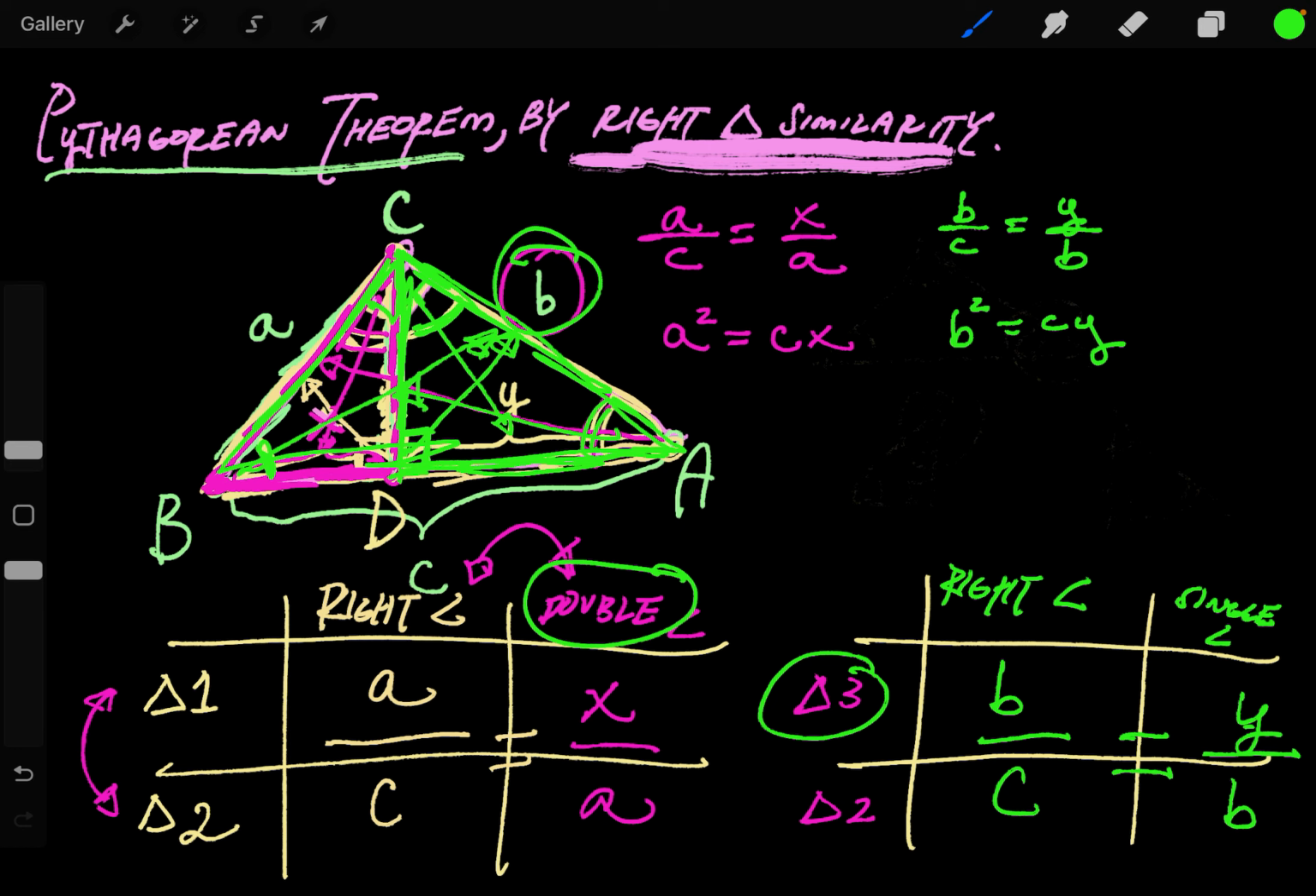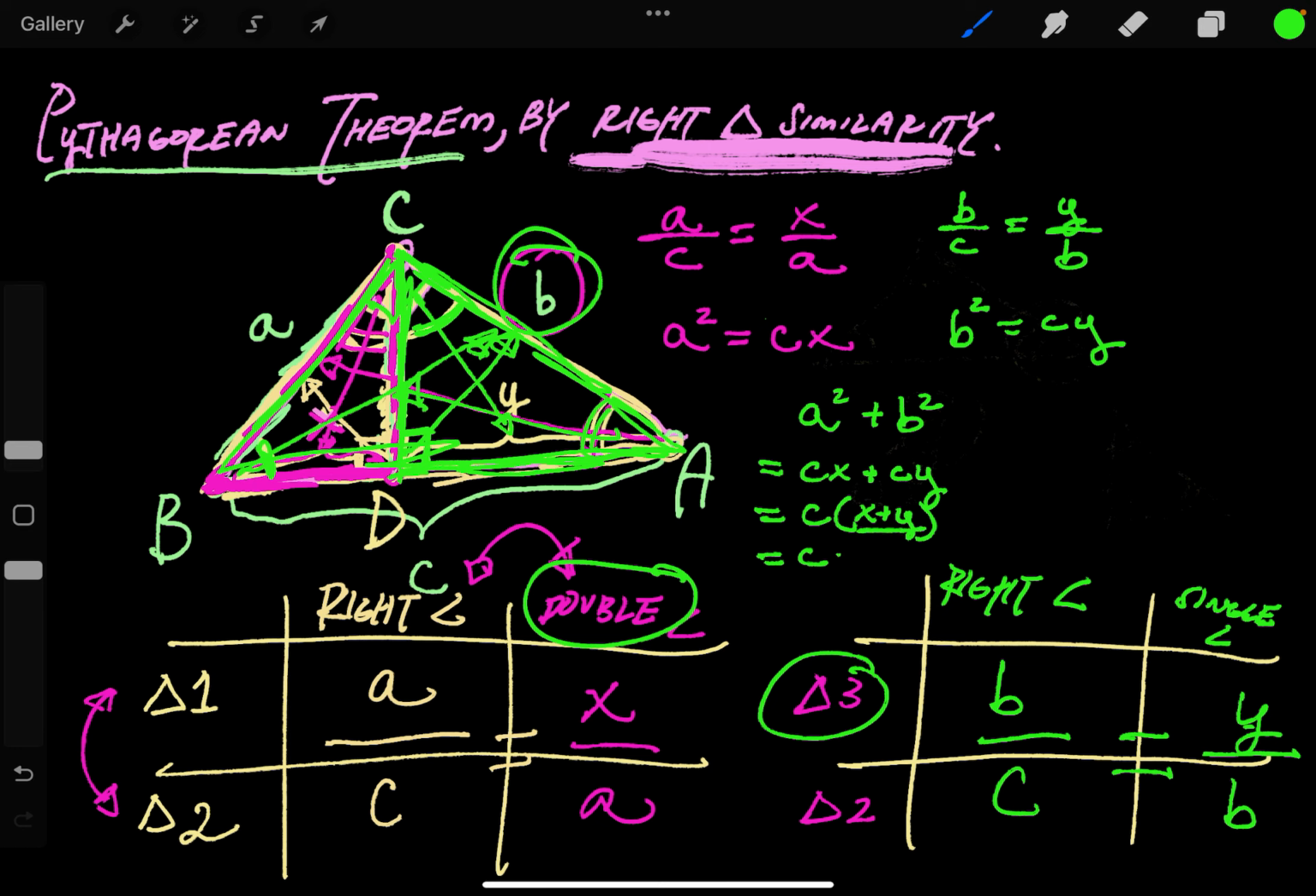And from here I'm done. Because now I see that a squared plus b squared must for sure be equal to cx plus cy. But then I can factor out the c, and I get x plus y here. And then c times x plus y.